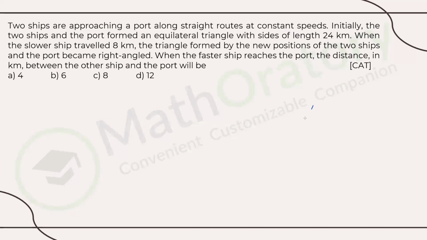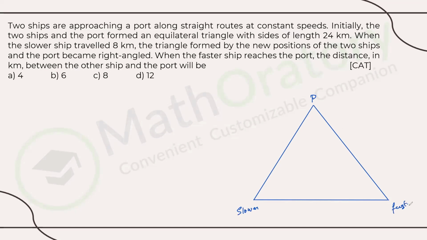So let me just first draw a big triangle. Let's say this is the equilateral triangle to begin with. I don't need to draw this base, but I'm just drawing it. Suppose this is the port, and this is the slower ship, and this is the faster ship. I can take either way, it really doesn't make any difference. Initially it's an equilateral triangle, and all of these angles are 60 degrees.